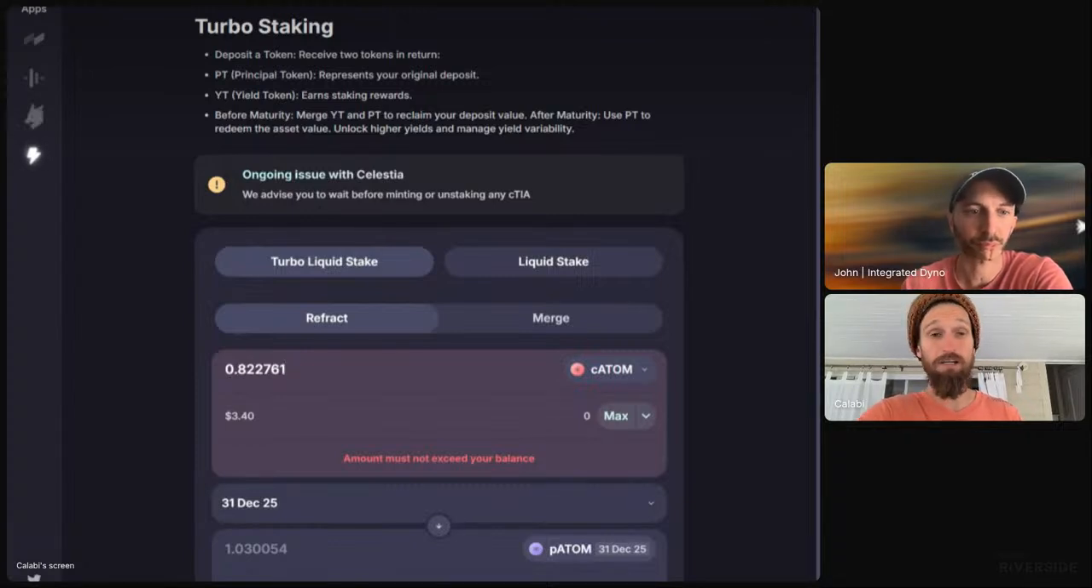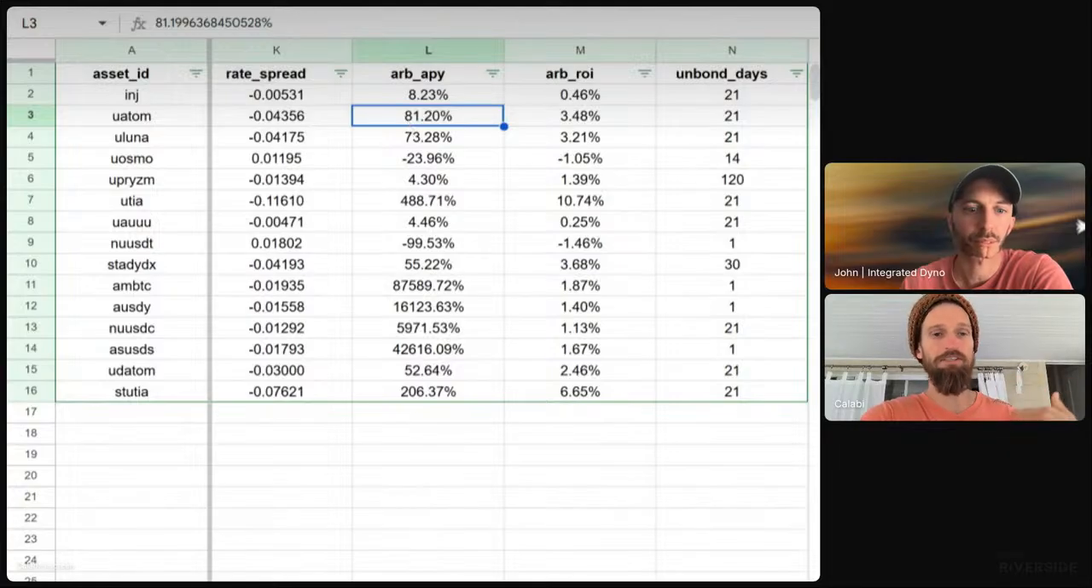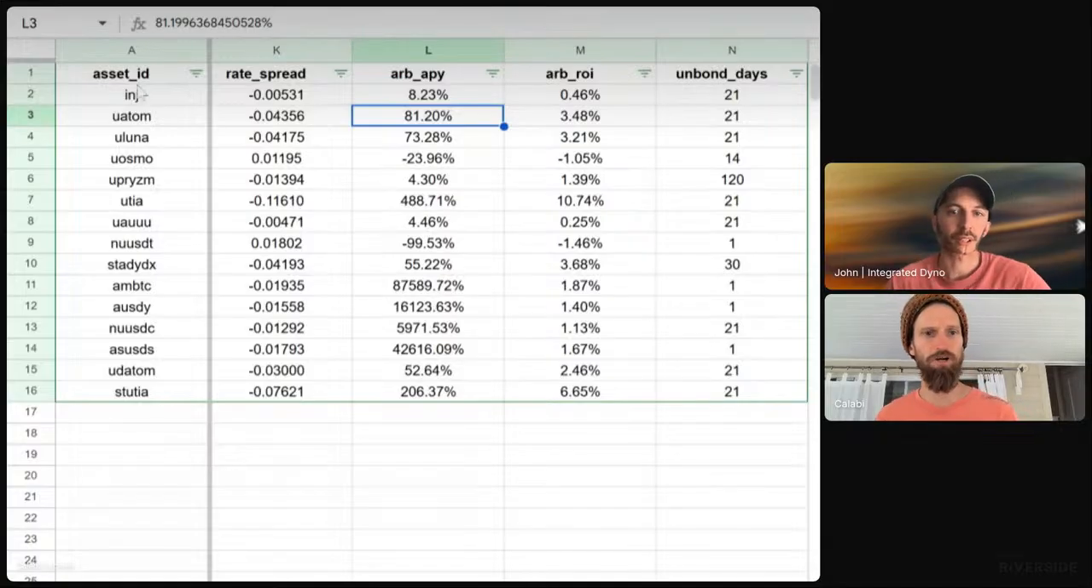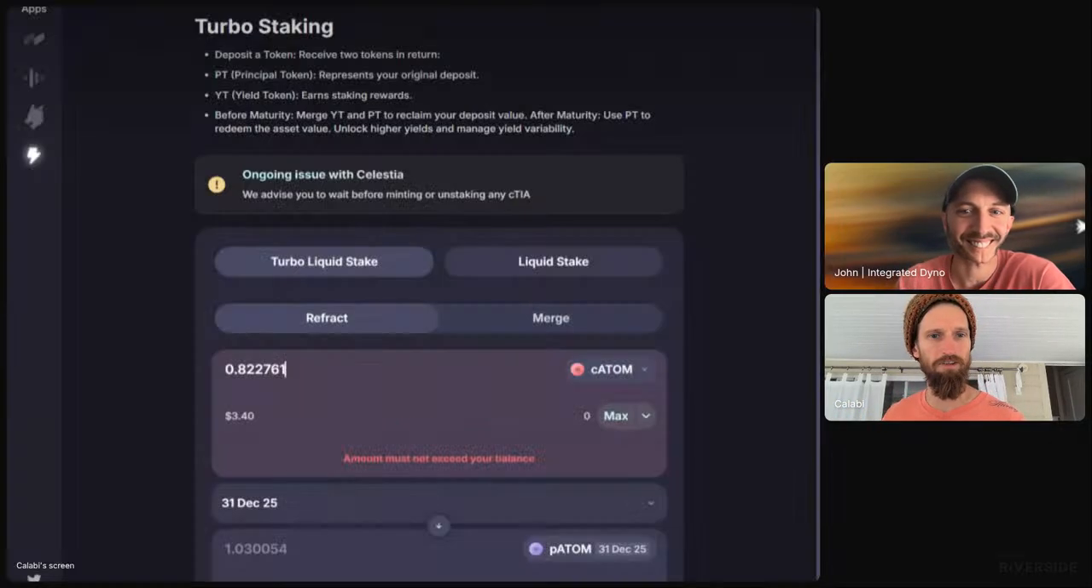This is a good deal. 3%. Granted, if you took the unbonding time, you could calculate the APY on that. Right now, that's 81% if I were to take this as a pure arbitrage play. But for right now, we're going to be dialing into our strategy. And I'm going to stop there. John, do you have any questions or anything you want to add on that?